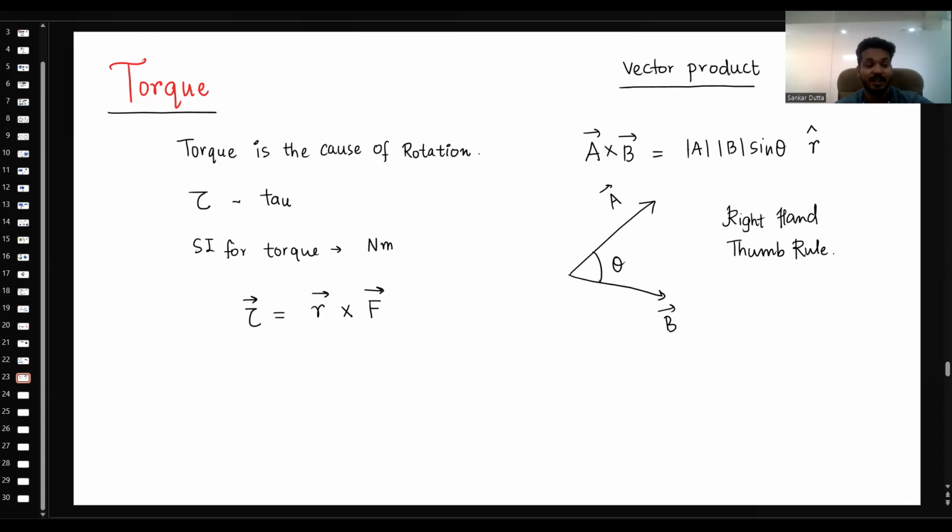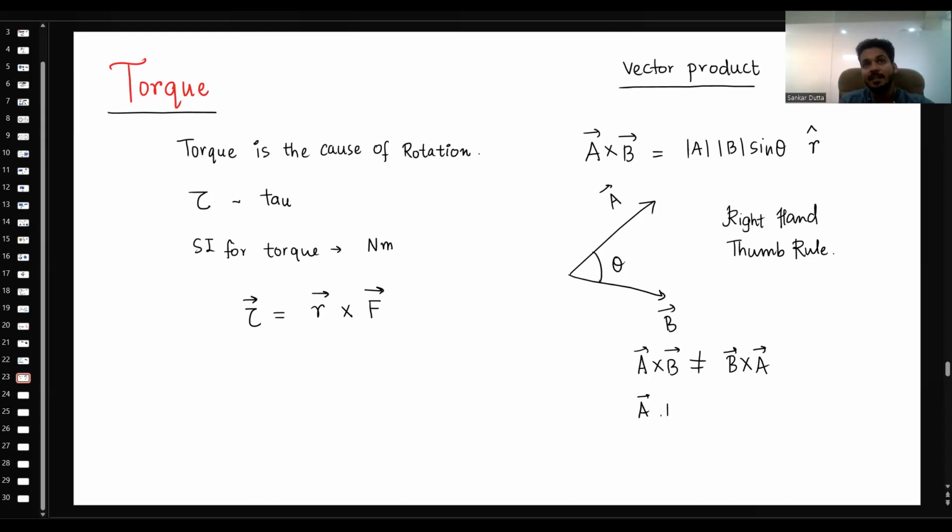So the first thing you need to make sure, and I've seen this happen many times, students are holding their pen in the right hand, so they will just do it with the left hand and get a wrong answer. Okay, but it's a right hand thumb rule. That means it should be done with the right hand. First, point all your fingers towards the first vector, and also one thing you gotta remember is that A cross B is not equal to B cross A.